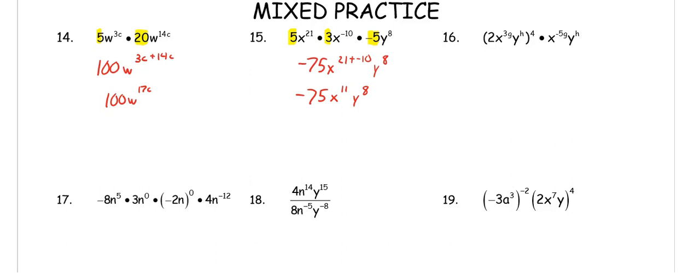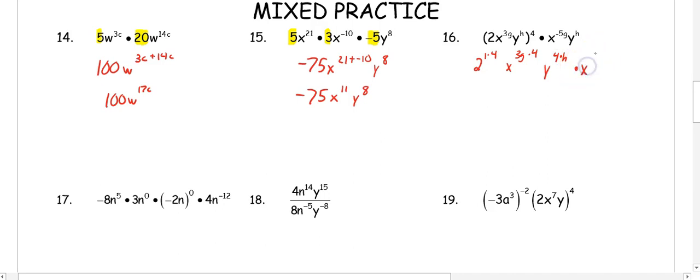Number 16, we have a parenthesis with an exponent. So remember that we're going to multiply everything in the parentheses with that 4. So 2 to the 1 times 4, x to the 3g times 4, and y to the 4 times h, times x to the negative 5g, y to the h. So let's simplify this a little bit further before we start combining our bases.